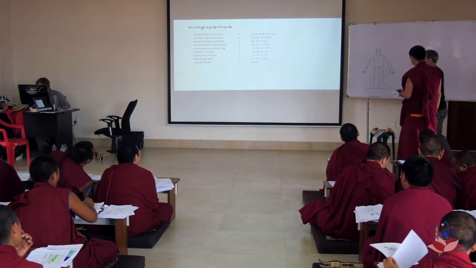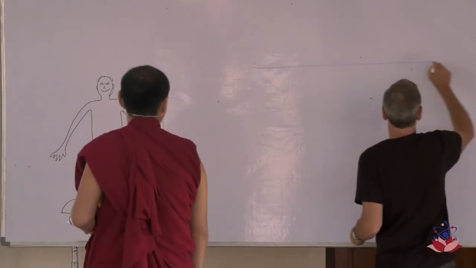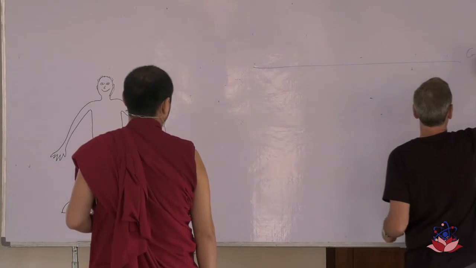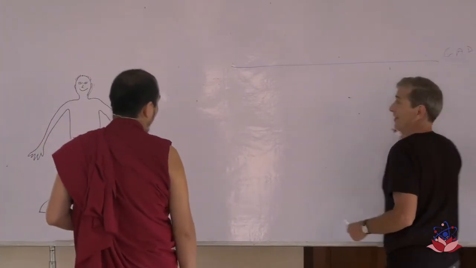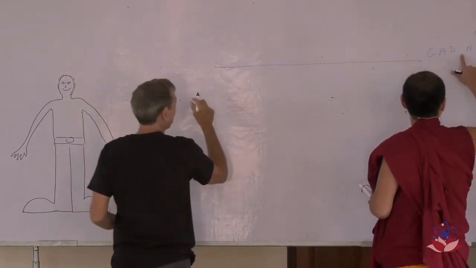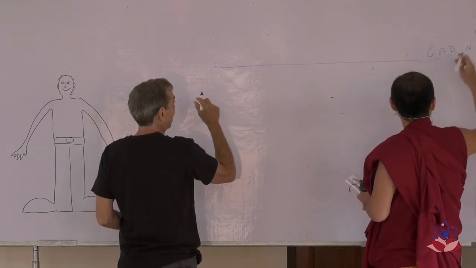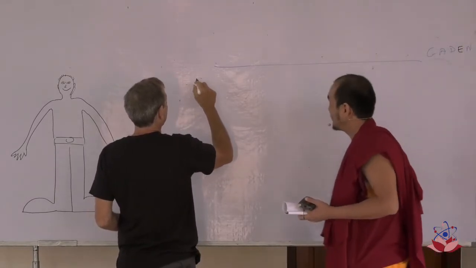So from here to Gaddon, okay, Gaddon. How do you want me to pronounce here? Garden. Ah, okay. And here.